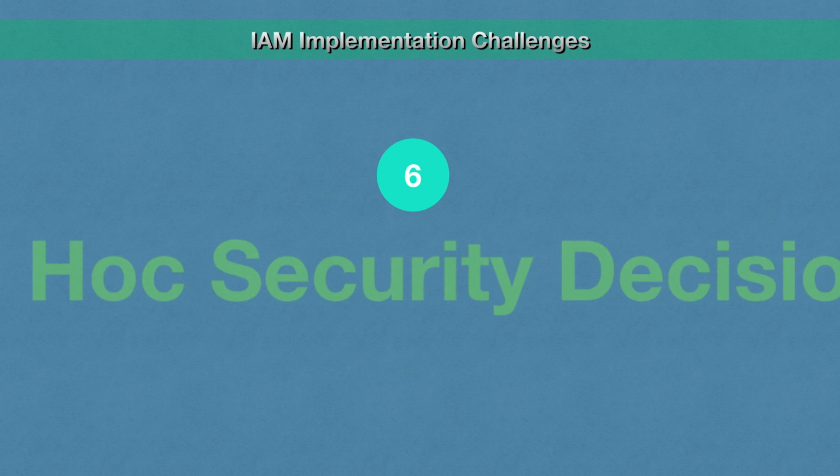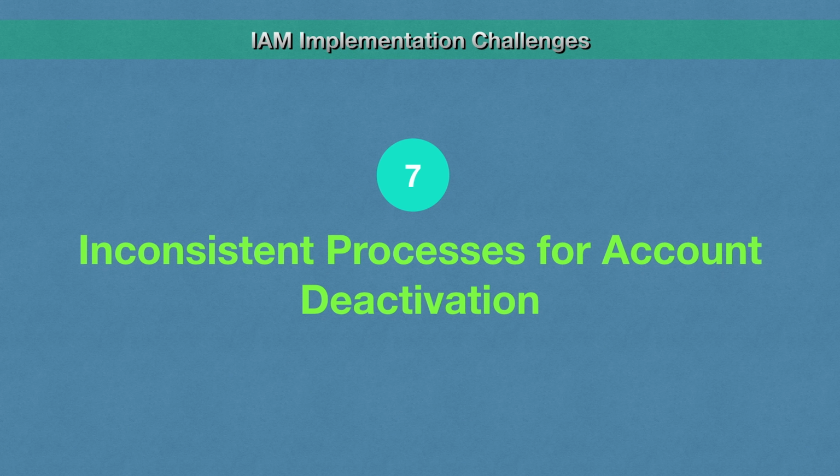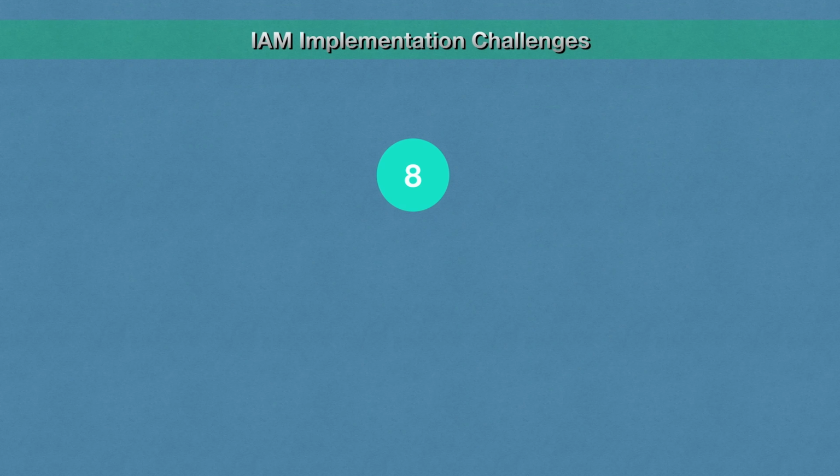Next issue is ad hoc security decisions. When new applications are deployed without common identity infrastructure, security decisions are often made in an ad hoc manner by developers and system administrators. Next is an inconsistent process for account deactivation across applications, which leads to inefficiencies and security threats to the enterprise. And the next issue is lack of role segregation. Failure to segregate duties and monitor administrators, power users, and temporary access privileges can further impede enforcement.